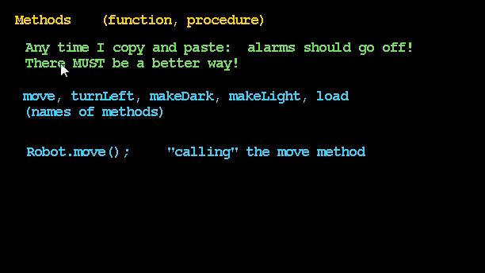In our last video, we learned what a method is: a name for a sequence of instructions, and that we run a method by calling it, by writing this thing here. And the key that tells us we want to define a method is whenever we're copying and pasting. When we're copying and pasting, alarms should go off in our head. There's got to be a better way.